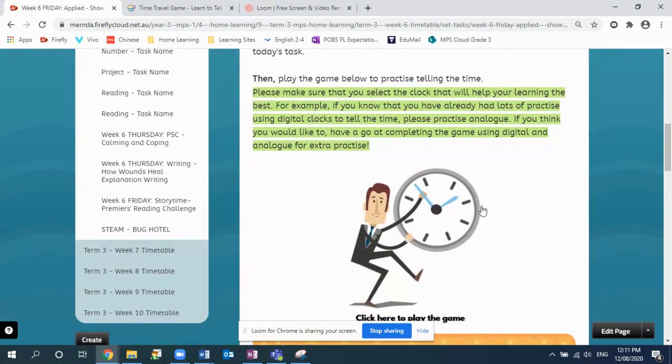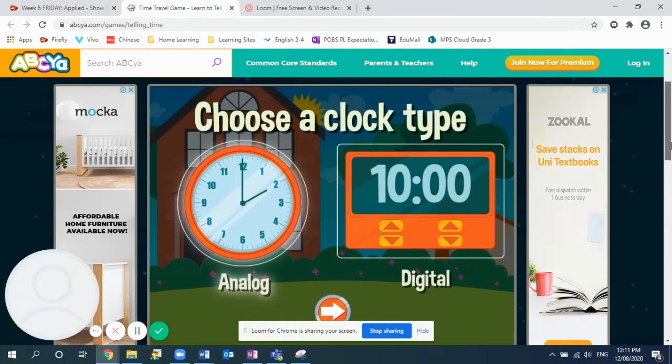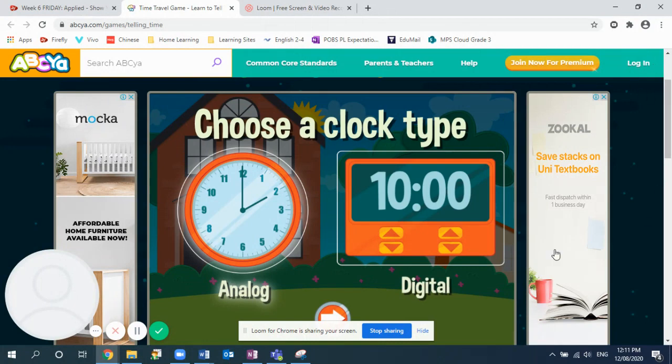The first thing that you are going to do is you're going to click here to play the game in ABC year. Now, when we are using ABC year, you do not have a login and you don't need to log in. When you get to this page, I would like you to have a think about what time you find really easy. I know for myself that I see digital time on my oven, I see it on my computer, and I see it on my iPad all the time. So I know that I might like to practice analog time. If you think that analog time is really, really easy and you've had lots of practice, then you might like to practice digital time.